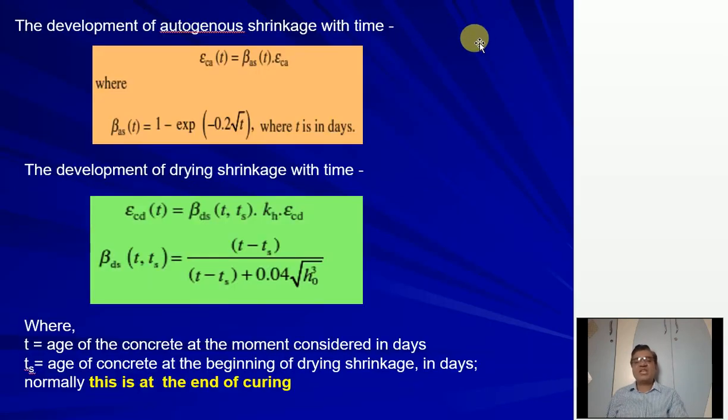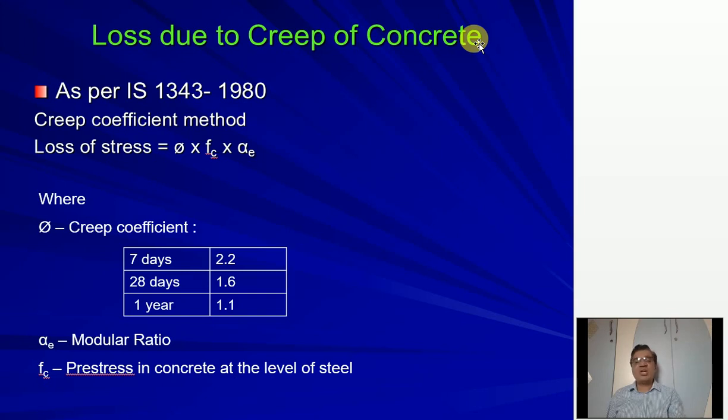Well, the next loss is loss due to creep of concrete. Now as per IS 1343:1980, the simple method was given, that was the creep coefficient method, which is given as phi into Fc into alpha E. So phi is called the creep coefficient, and the values are given like this. For 7 days the value is 2.2, for 28 days the value is 1.6, and for 1 year it is 1.1. Fc is the stress in concrete at the level of steel, and alpha is the modular ratio.